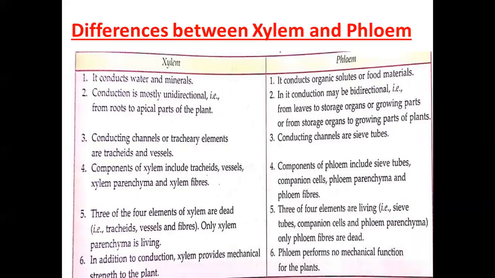In xylem, 3 of the 4 elements of xylem are dead, that is tracheid, vessels, and fibers. Only xylem parenchyma is living. But in case of phloem, 3 of 4 elements are living, that is sieve tubes, companions, and phloem parenchyma. Only phloem fibers are dead. In addition to the conduction, xylem provides mechanical strength to the plant. But in case of phloem, phloem performs no mechanical function for the plants.